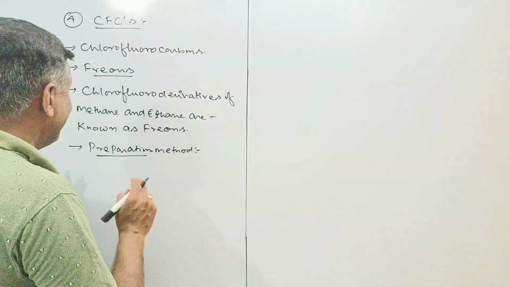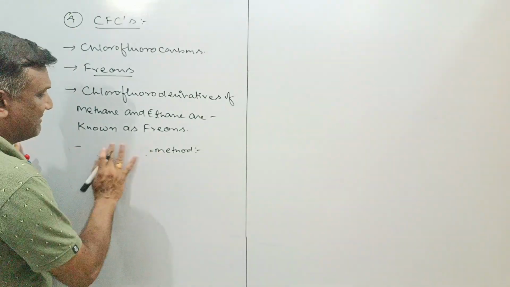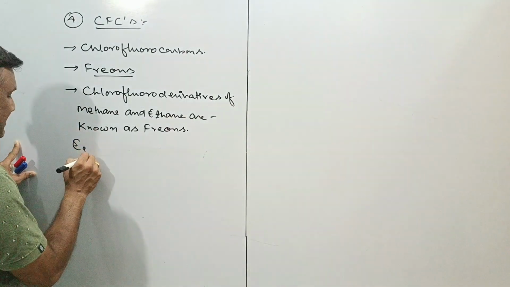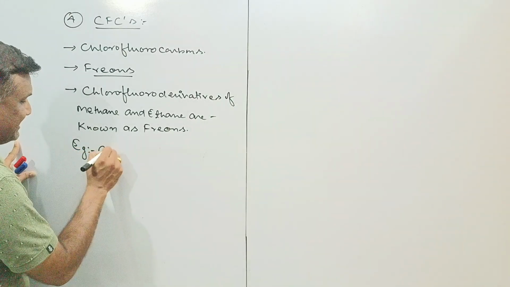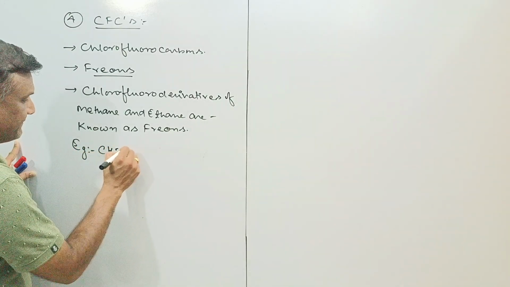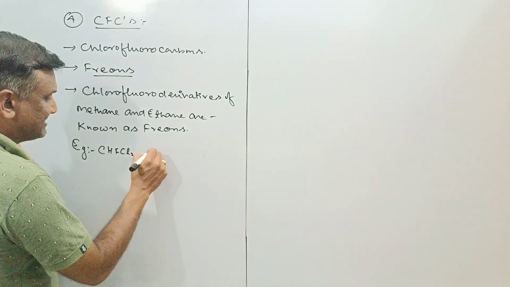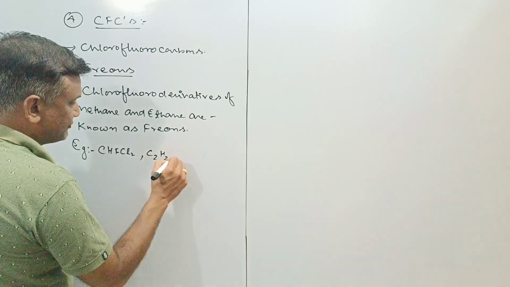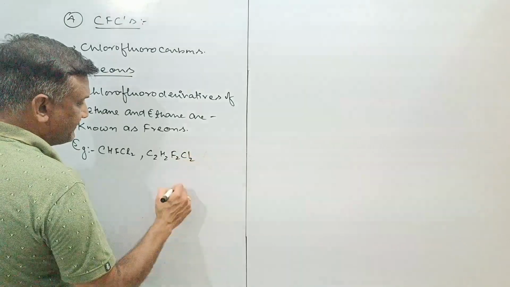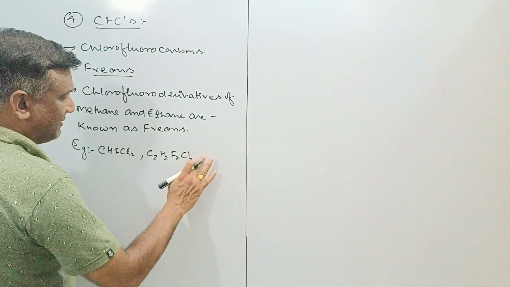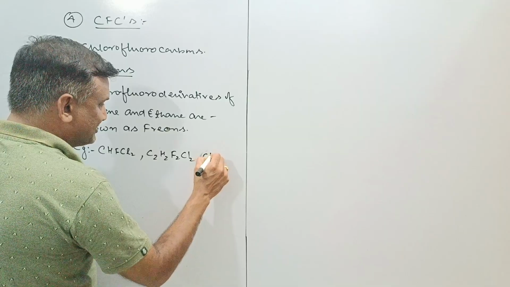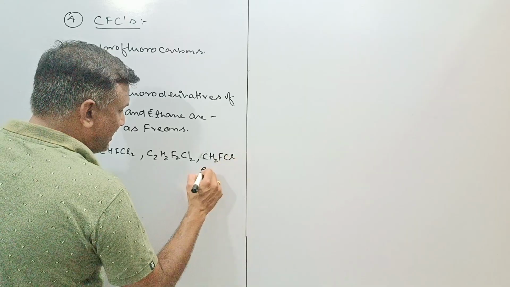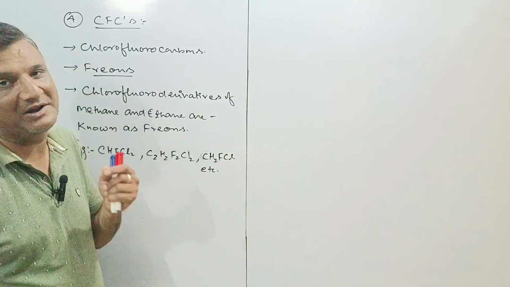If we go with the examples of chlorofluorocarbon, we can take a lot of examples. This is CHFCl2. You can take C2H2F2Cl2. We can take the example of CH2FCl. These are all examples of chlorofluorocarbon.